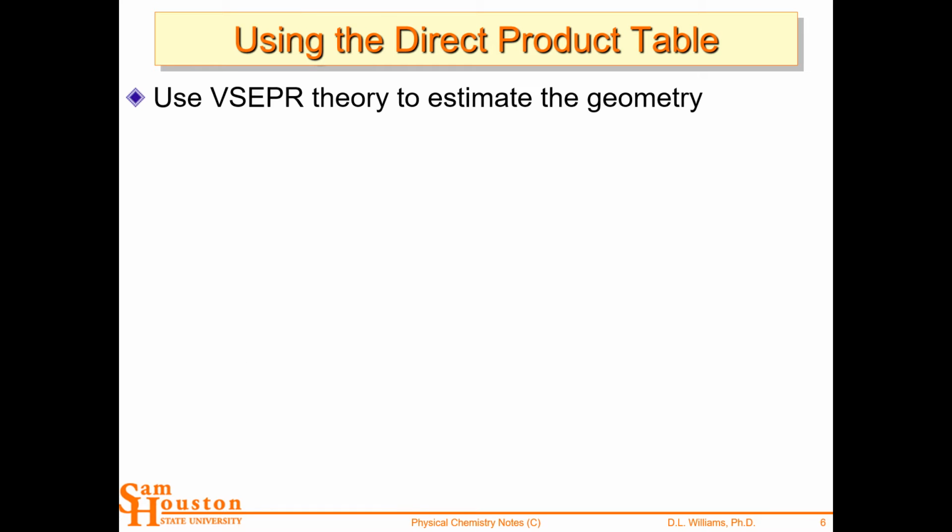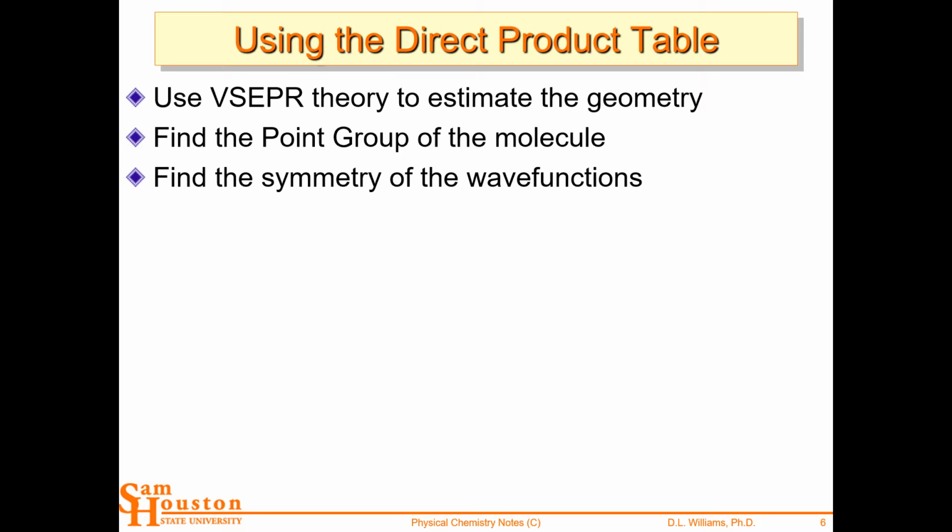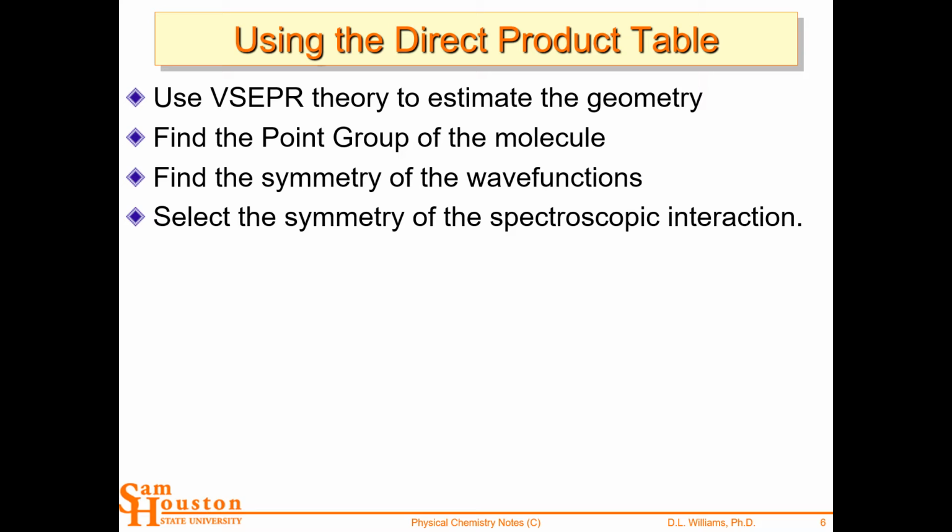Okay, so now let's use that direct product table. We use VSEPR theory to estimate the geometry. We find the point group using the flow chart. We find the symmetry of those wave functions, and that would be the arrows. So we did the dance moves with the water, the dipole moment in the x direction as it changes, and that's going to be the symmetry of x. We find that in the character table. And then we can figure out what type of spectroscopic interaction we have.